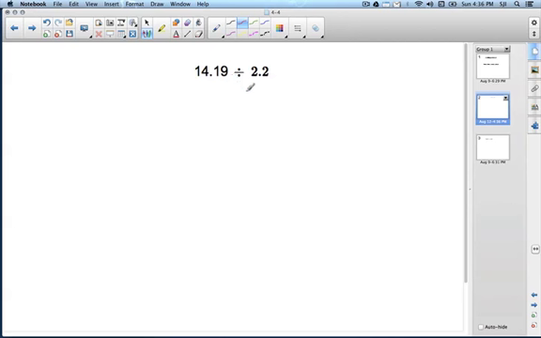14.19 divided by 2.2. So remember, we start by drawing a den, and the first number goes inside the den, and the second number goes on the outside of the den. Since we're dividing a decimal into a decimal over here, we have to get rid of the decimal point on the outside of the den. So we have to figure out how many times we have to move the decimal over in order to get rid of it. If I move it over once, it'll be at the end of the number and it'll all be gone. So that's what I'm going to do.